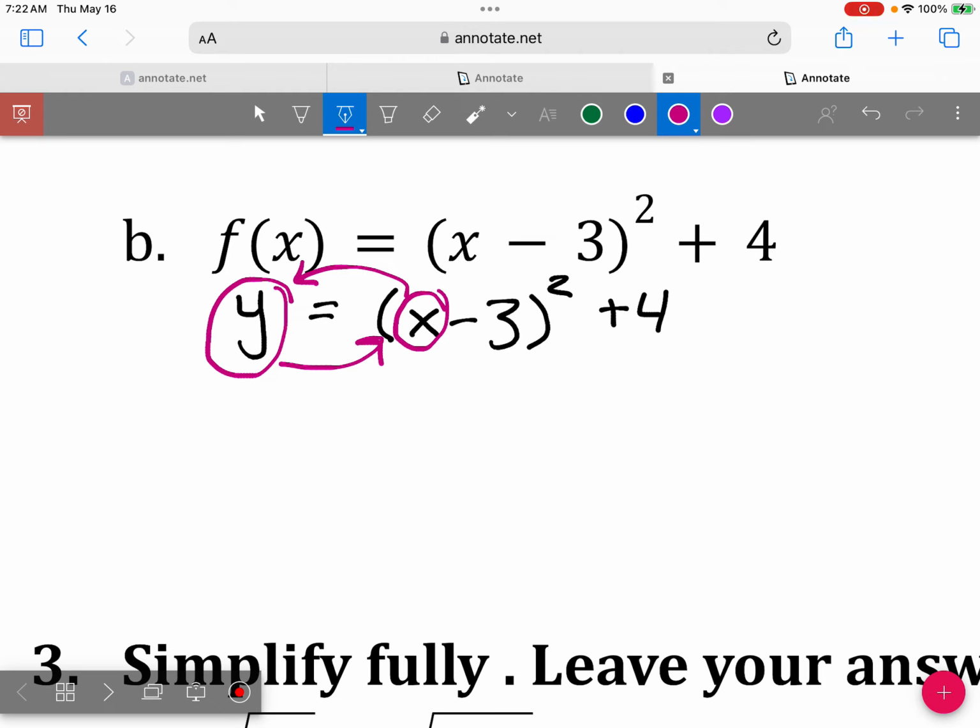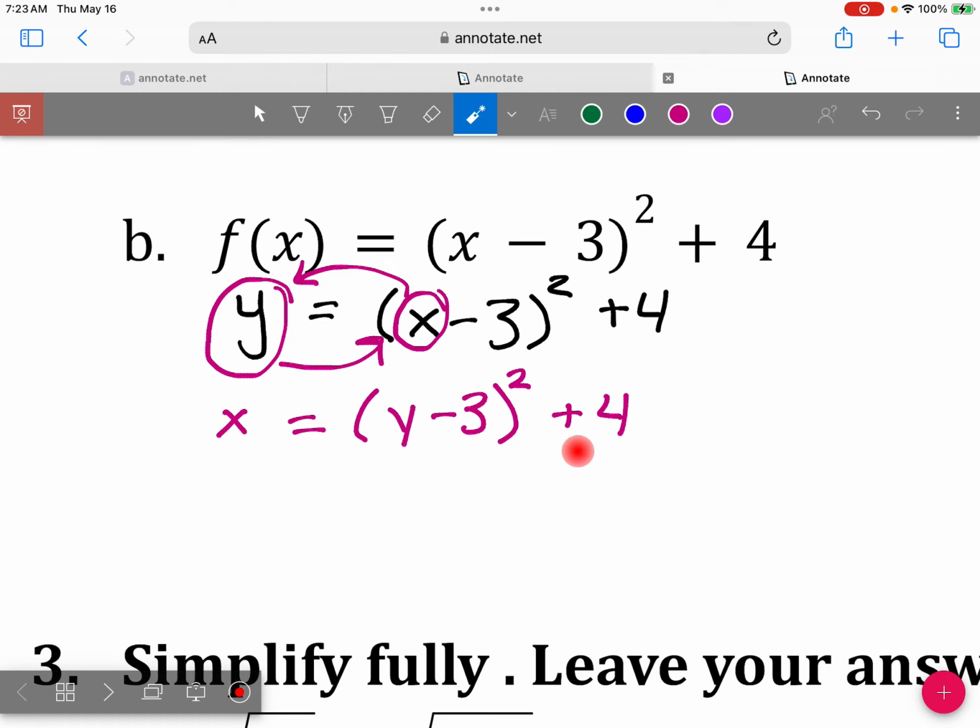So I'm going to rewrite this as the inverse being x equals the quantity y minus 3 squared plus 4. Technically, that's the inverse. That is an important step right there. It is not where we stop because we don't like to have x equals equations as much as we can. We would like a y equals. So I need to solve and get y by itself.